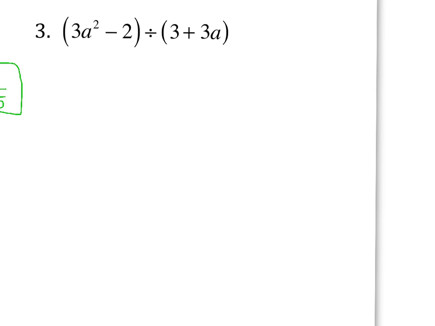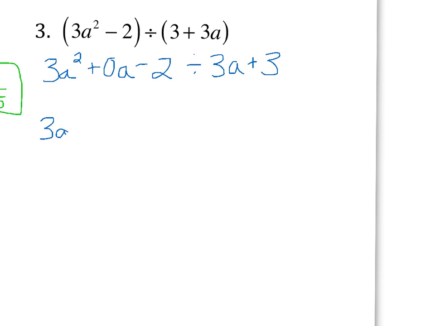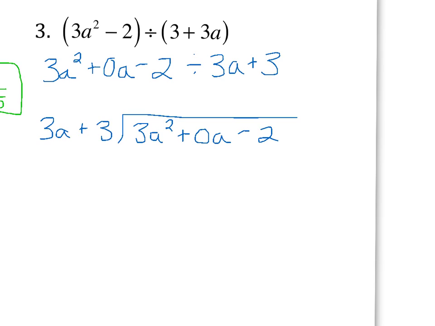For number 3, we have 3a squared minus 2 divided by 3 plus 3a. So we notice that in the first one, we're missing an a. So we want to rewrite it as 3a squared plus 0a minus 2. So we can fill in that gap. And then we want to take the second one and write it in order as 3a plus 3. So now we have 3a plus 3 on the outside and 3a squared plus 0a minus 2 on the inside.